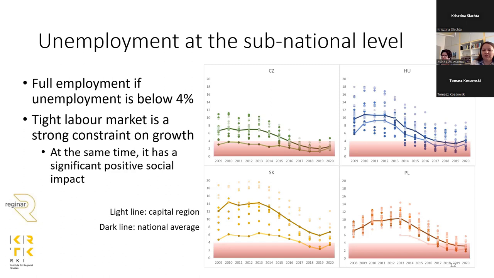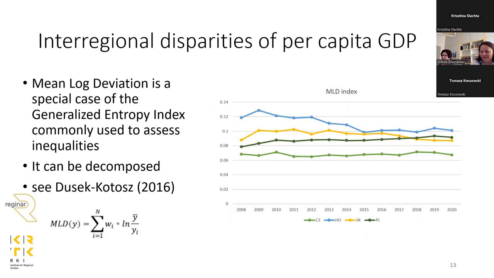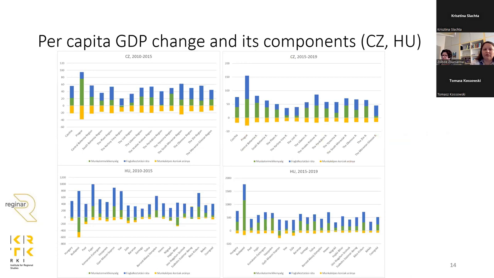Okay, and some more data about the interregional disparities of per capita GDP. One measure is the mean log deviation, an inequality measure commonly used for income inequalities, which shows that the spatial inequalities are quite persistent in all three countries, but not in Hungary, where they decreased during the first half of the 2010s, but after that stagnated and are even higher than those in the other three countries. And the per capita GDP changes can be decomposed into three components.